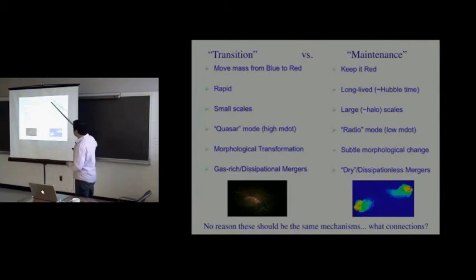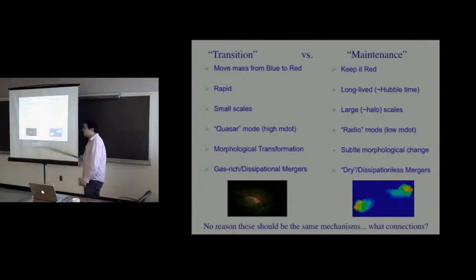This is where you try and explain how, once you've made a red galaxy, once you shut down star formation, say this happens when you make the elliptical at z of 2 and when you form the black hole, now you've got to keep it red for 10 gigayears. So this is something long-lived, lasts for a Hubble time. It has to affect gas cooling on large halo-sized scales.